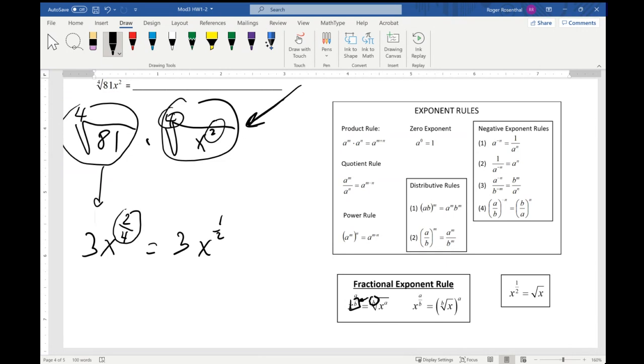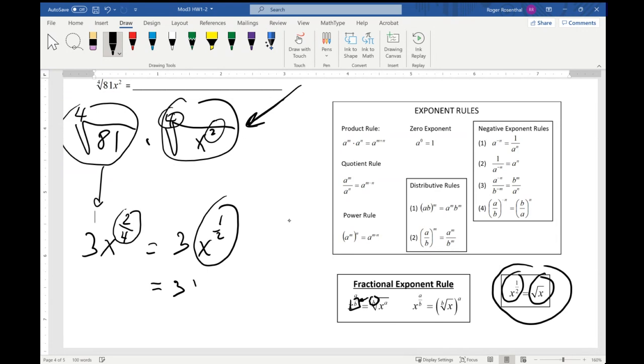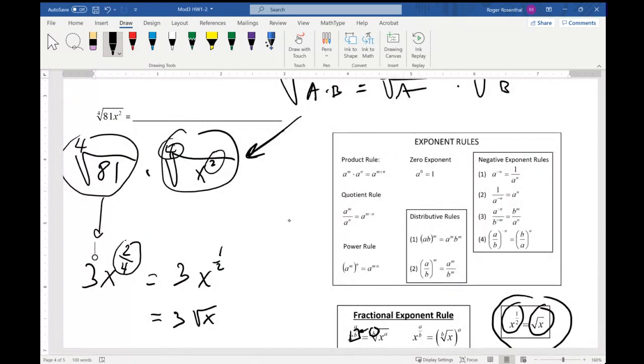Now, if I didn't indicate how to write the answer, this would be a fine way to write it. But if I said the final answer needs to be a radical, we need to take this one more step. Because remember, again, anything to the 1/2 power means you have the square root of that. So that part is equal to the square root of x. So we could write that either as 3 times x to the 1/2, or we could write that as 3 times the square root of x.